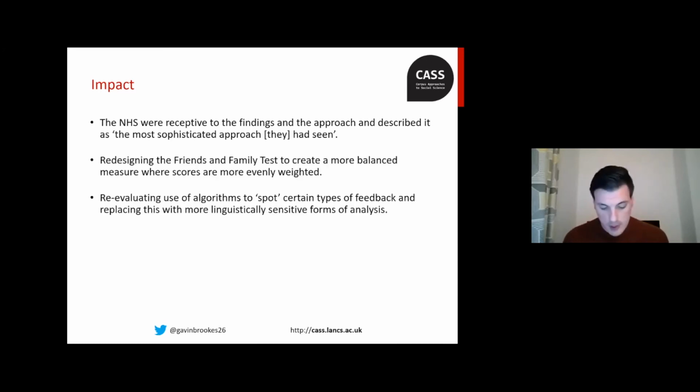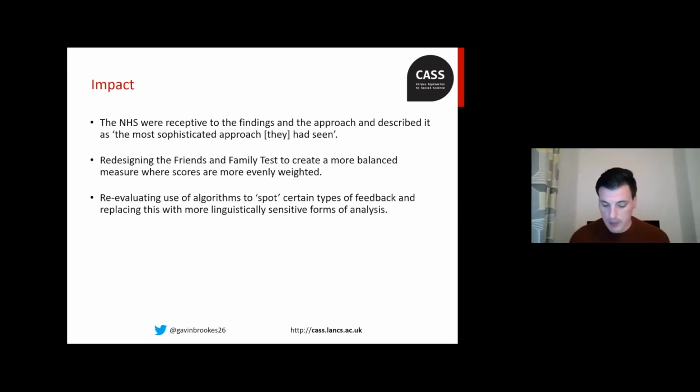In terms of changing their existing practices, our findings have provided confirmation that the Friends and Family Test with the 5-star ratings is imbalanced and that it's skewed towards producing negative results. So on this basis, the NHS are currently in the process of redesigning the tool to come up with something where the scores are more balanced and more evenly weighted.